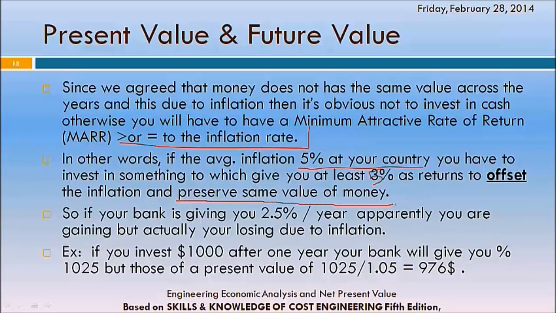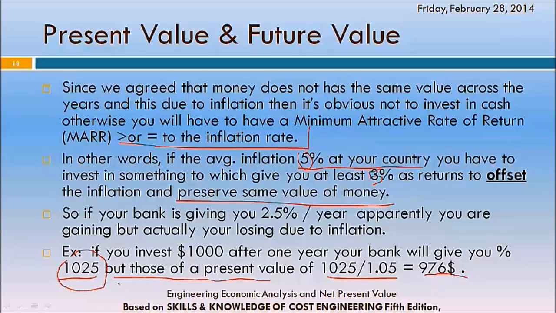But if you are getting less than the inflation, apparently you are getting money, but actually you are losing. How? If your bank is giving you 2.5% per year, apparently you are gaining, but actually you are losing due to inflation. For example, if you invested 1,000, after 1 year your bank will give you 2.5%, so you are going to get $1,025. But that is a present value. What about the future value? The future value of this 1,025, remove from it the inflation, which is the 5%, so divided by 105, it is going to be 976.